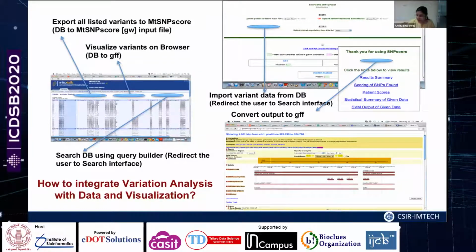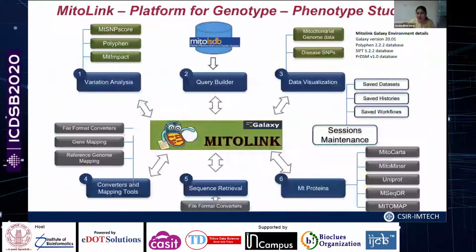And that is when we made a decision to go ahead with integrating all the applications that we have developed. So basically putting the data together, which can be searched using a query builder for mitochondrial mutations or for the proteins encoded by nuclear DNA, to variation analysis, which is not just the application developed in my lab, but also other tools developed by other people, other groups.